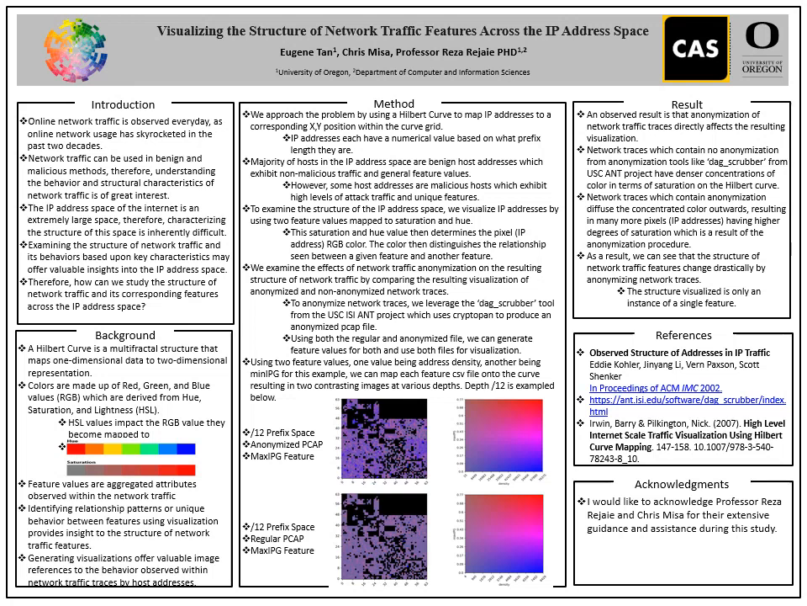We examine the effects of network traffic anonymization within this context by comparing the resulting visualization of both anonymized and non-anonymized network traces. To anonymize network traces within this specific case study, we leverage the DAG scrubber tool from the USC ISI ANT project, which uses an anonymization program called CryptoPan to produce an anonymized PCAP file. And so using both the regular and anonymized PCAP file, we can then derive and compute feature values for both anonymized and non-anonymized files, and then use both of these corresponding files for visualization.